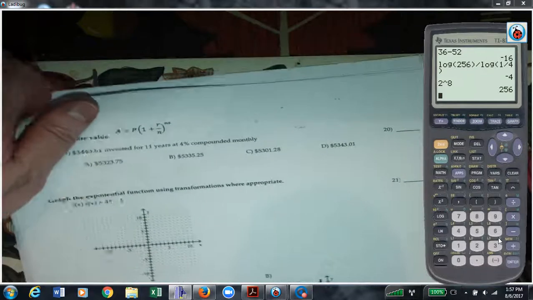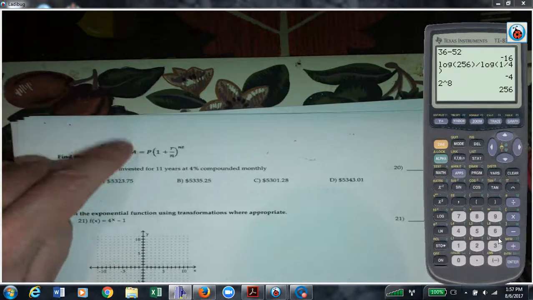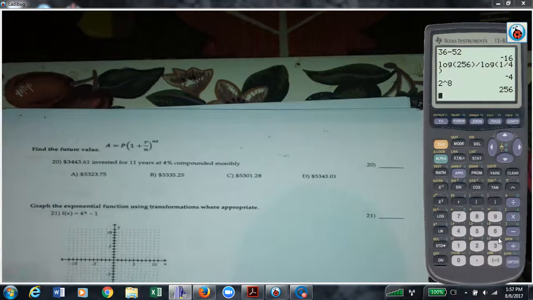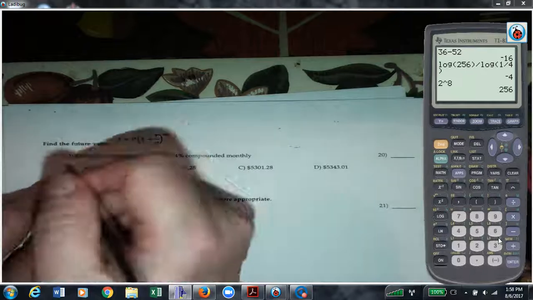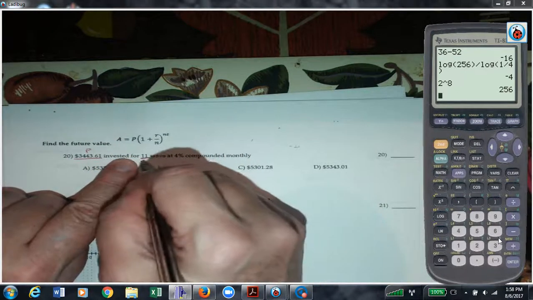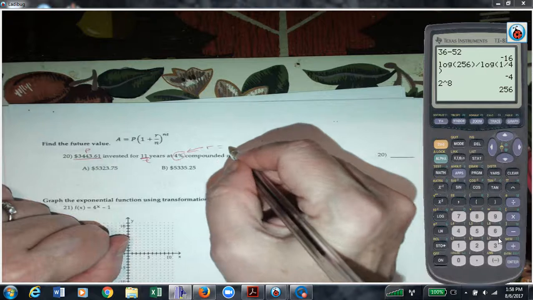Find the future value. Okay. And they gave us the formula. Wasn't that nice of them? Okay, so that's how much we start with. So that's our P. That's how long, so that's T. 4%, that's telling us that R is 4 divided by 100.